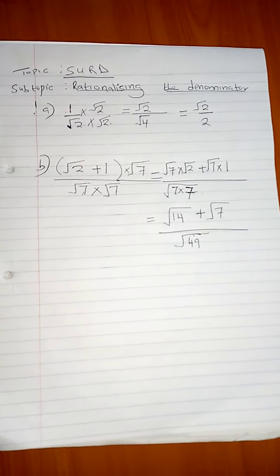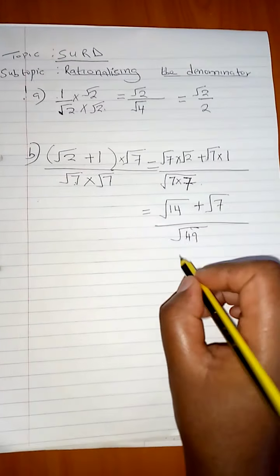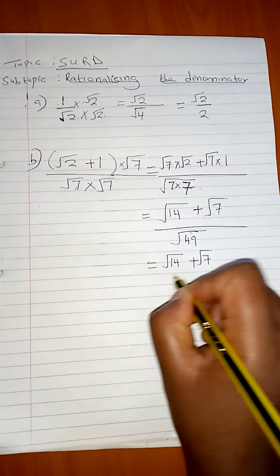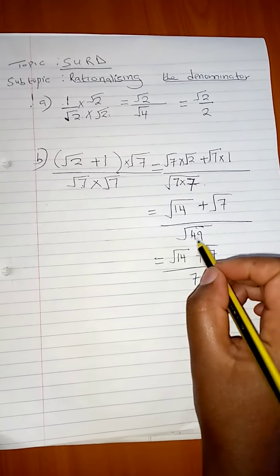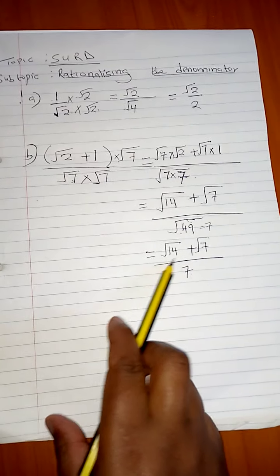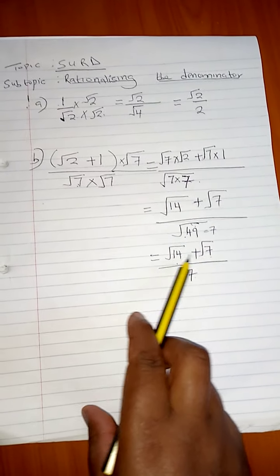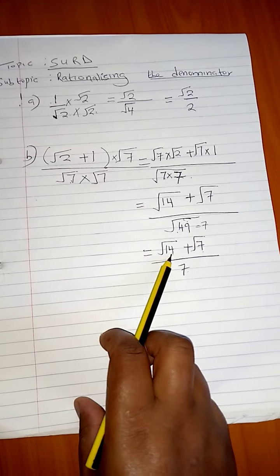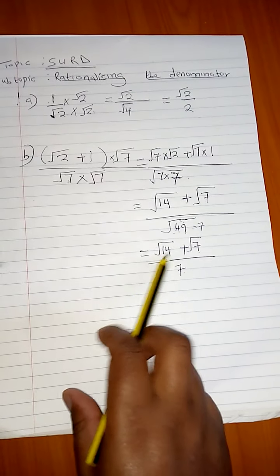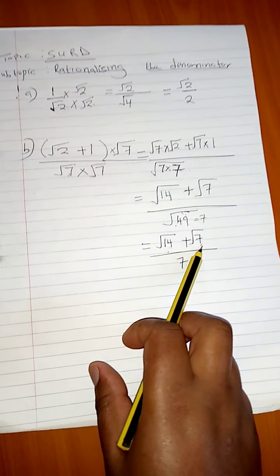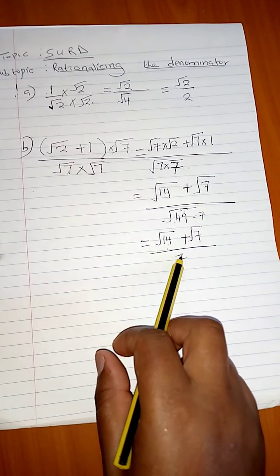So from there, in the denominator, we can get that root 49 is the same as 7. So the final answer will be root 14 plus root 7 divided by 7, because the root of 49 is equal to 7. So the denominator will be 7. In this case, we can't add root 14 plus root 7. In order to carry out surd addition, the number under the root must be the same. But in this case, we have root 14 and root 7, so we can't add them. We leave the answer up to that point.